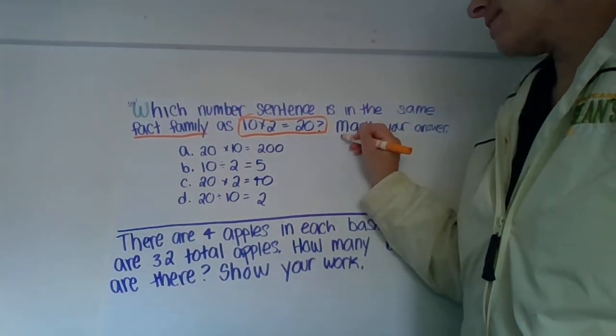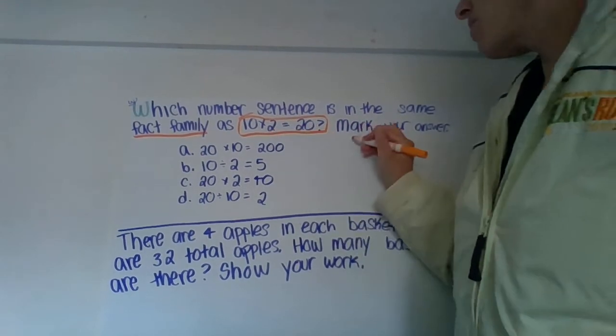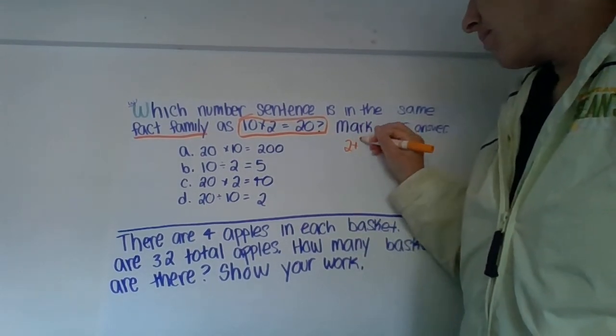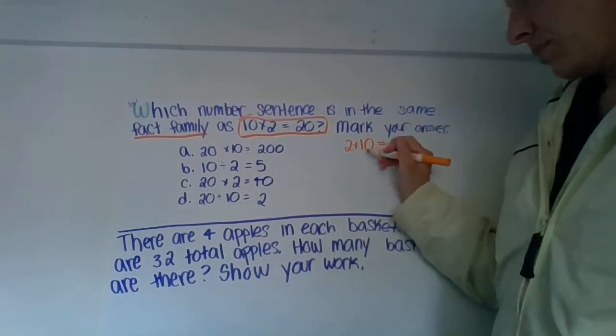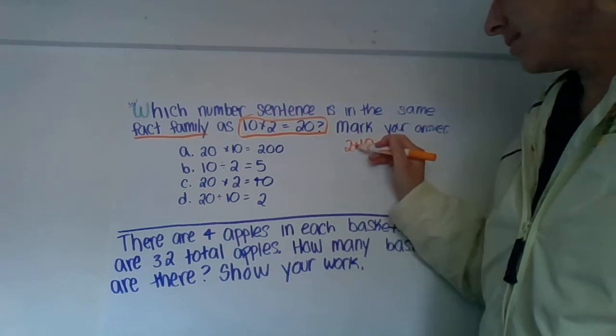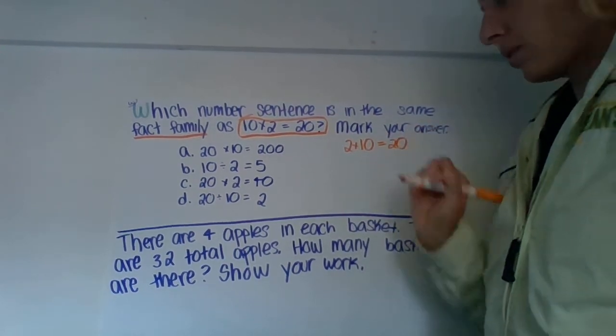Multiplication ones are pretty easy to figure out. I know all I have to do is swap it around because I can just switch the 2 and the 10. 10 times 2 is 20, and 2 times 10 equals 20.